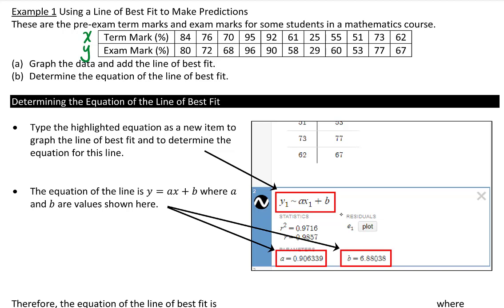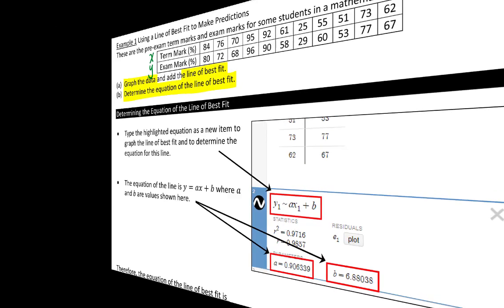So now we're going to go to Desmos, graph the data and add the line of best fit, and we're also going to determine the equation of the line of best fit. So notice the instructions are here below. I'm going to go to Desmos now, go through all the steps we did yesterday, and talk about the new steps today.